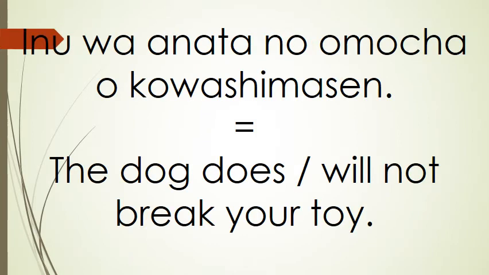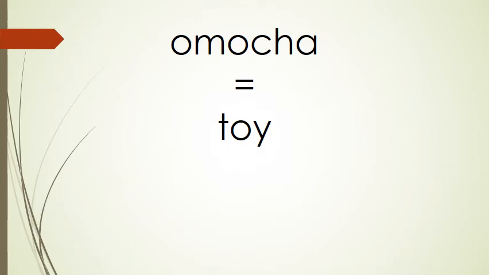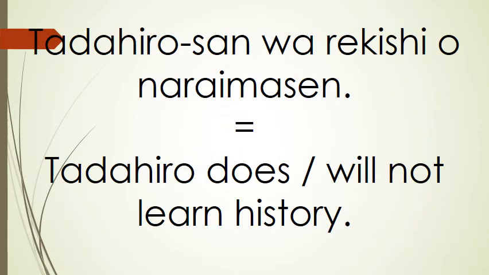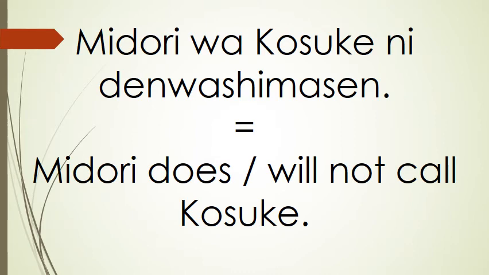Inu wa anata no omocha o kowashimasen. This means the dog does or will not break your toy. Inu means dog. Omocha means toy. Tadahiro-san wa rekishi o naraimasen is Tadahiro does or will not learn history. Rekishi means history. Midori wa kosuke ni denwa shimasen is Midori does not or will not call Kosuke.